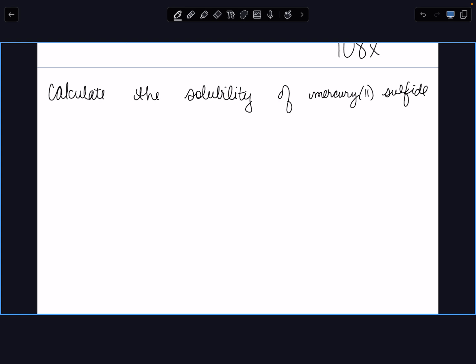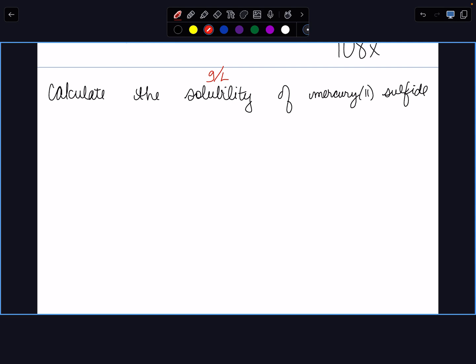Okay, yes. Salomon, since I'm asking you for solubility, I'm asking you for grams per liter, correct? We are going to need the molar mass. In order to get the molar mass, we're going to need the formula. What's the formula of mercury 2 sulfide?